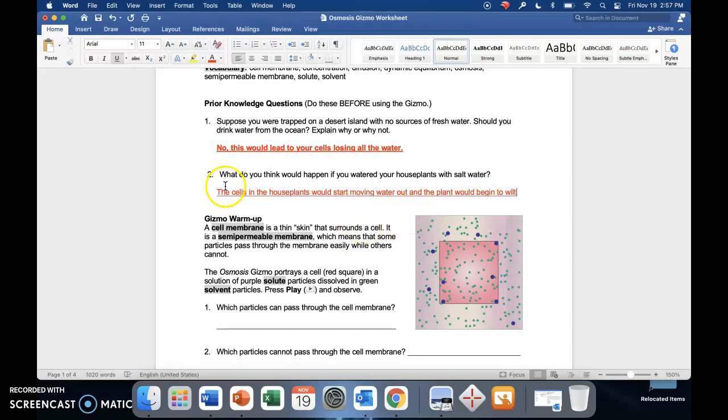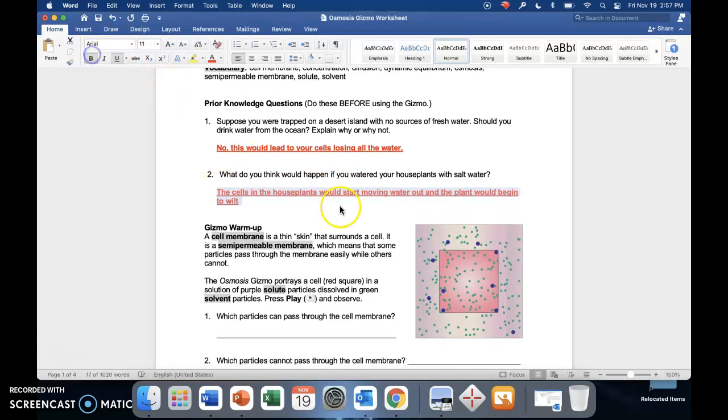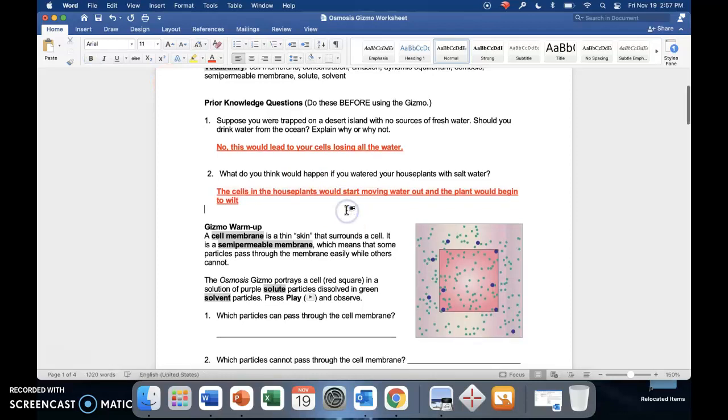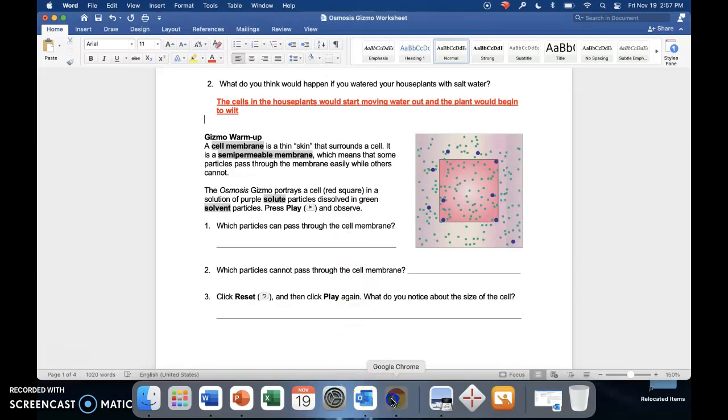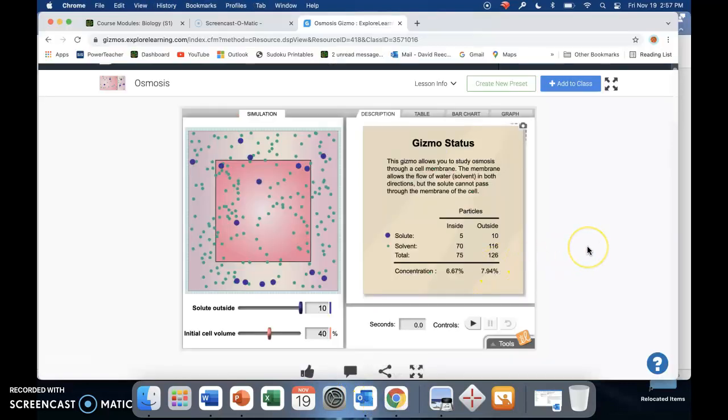Okay, so that is something that we have already talked about before. So we should now be ready to move on to the warm-up. Hopefully you have opened this Gizmo up, and this is what you're going to be working with. As you're doing this, these numbers right here with inside and outside particles and concentrations of the solute and solvent, these are the numbers that you're going to need to pay attention to.